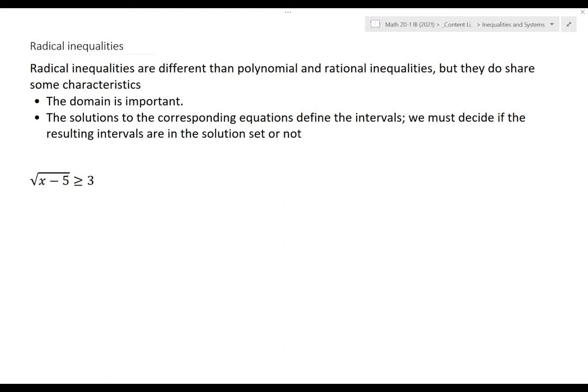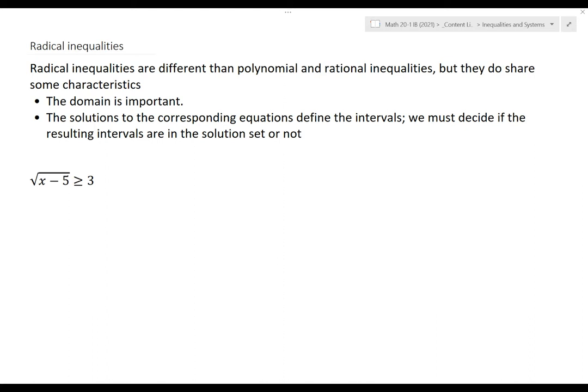First off, the domain is important. So our domain is going to provide some critical values for our solution. And the solutions to the equation that go along with the inequality, the corresponding equation, are going to define intervals. And then, like with rational and polynomial inequalities, we have to decide which of these intervals are included in the solution or not. It's just not as easy as looking at signs.